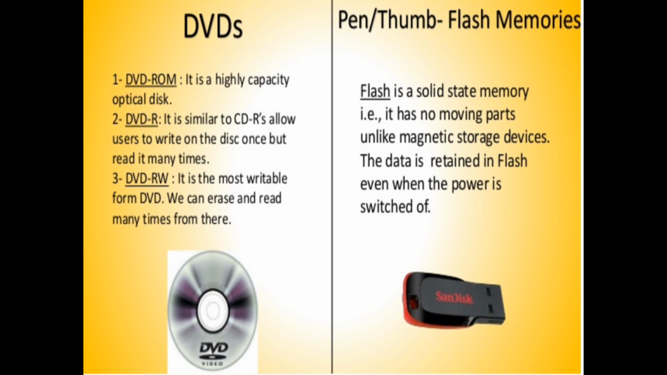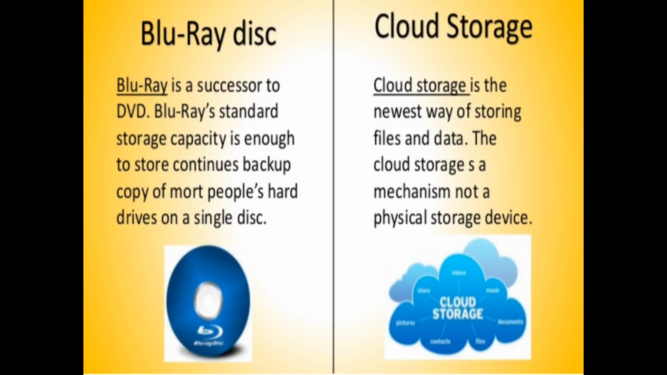Next is pen drive or thumb flash memory. Flash is a solid state memory, that is, it has no moving parts. Unlike magnetic storage devices, the data is retained in flash even when the power is switched off. Blu-ray disc is a successor of DVD. Blu-ray's standard storage capacity is enough to store a continuous backup copy of most people's hard drives on a single disk.